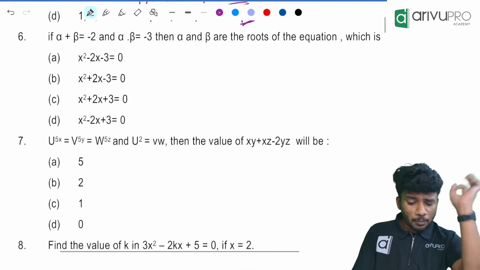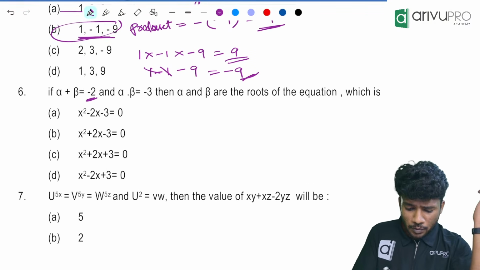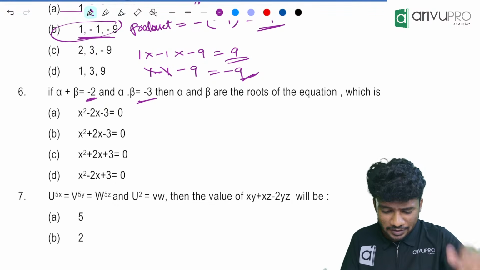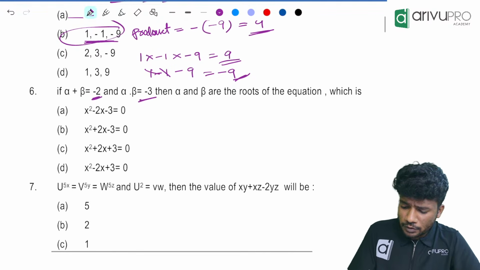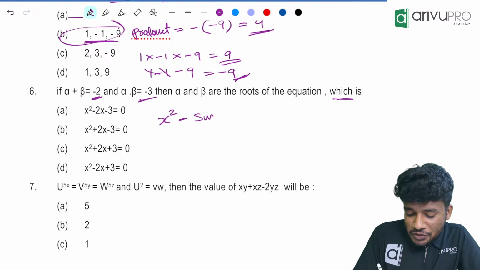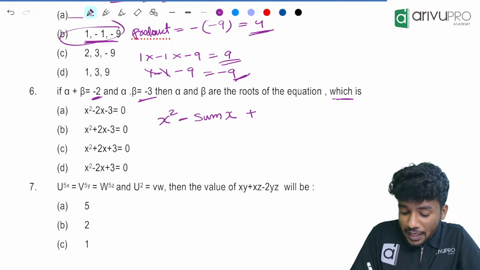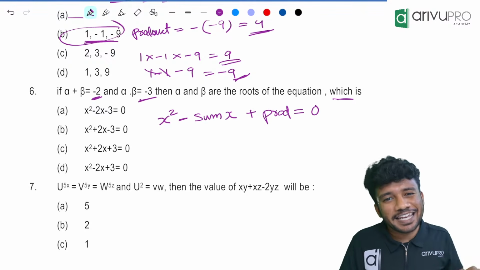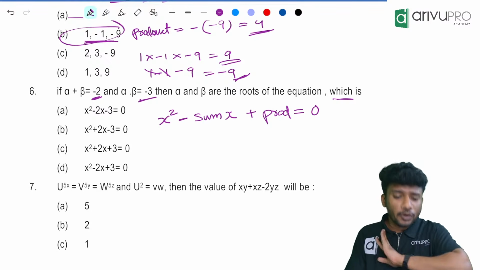Next one. Sum of the roots are given, correct? Minus 2. Product of the root is also given, minus 3. Then alpha and beta are the root of the equation, which is what? What is the general form? X square minus sum of the roots into x plus product of the root, which is equal to 0. It's a general form of creating a quadratic equation when sum and product is there.